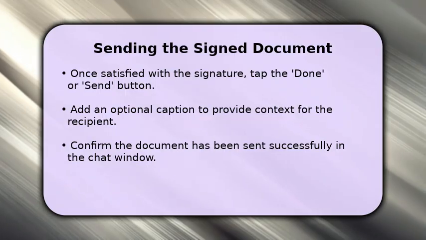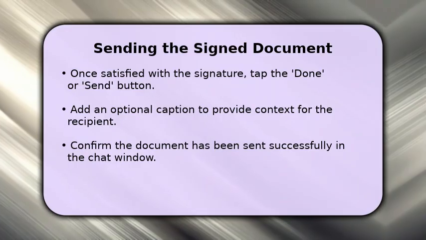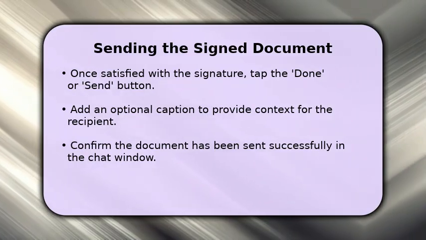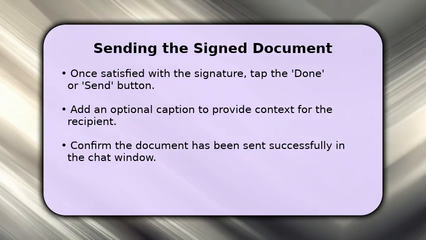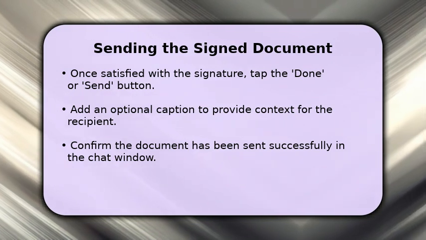Finally, with your document perfectly signed, it's time to send it. Look for the Done or Send button, usually located at the top or bottom of the screen, and tap it. You can also add a brief caption to give your recipient some context about the document. After sending, quickly confirm that the document appears in the chat window.